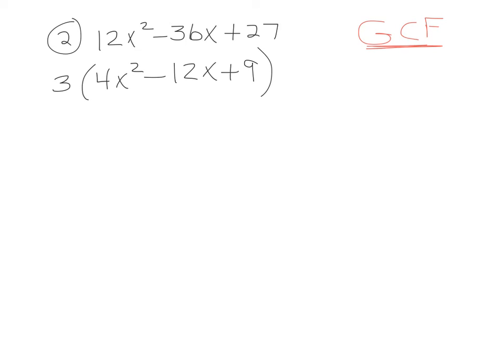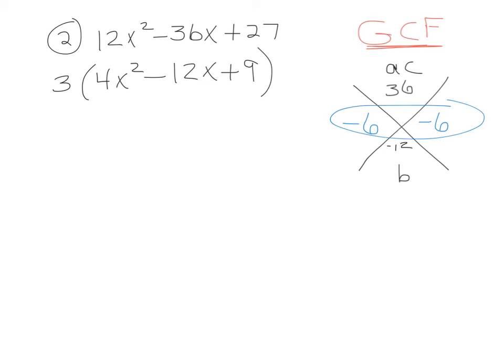Okay, this is a trinomial. So we need to know what a times c is, and we want the factors to add up to b. So a times c, 4 times 9 is 36, and b is negative 12. So what are the factors of 36 that add up to negative 12? I believe that has to be negative 6 and negative 6. Because negative 6 times negative 6 is 36. A negative times a negative is a positive. And when you add a negative 6 with another negative 6, you get negative 12.